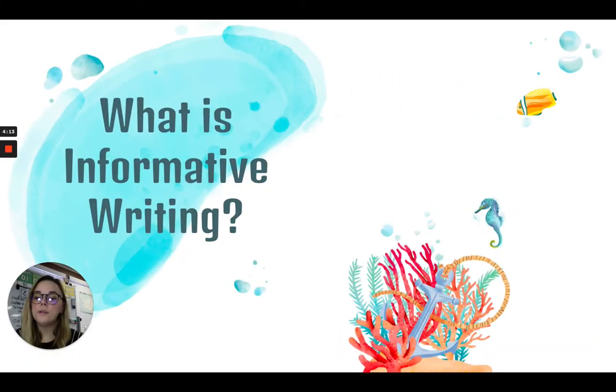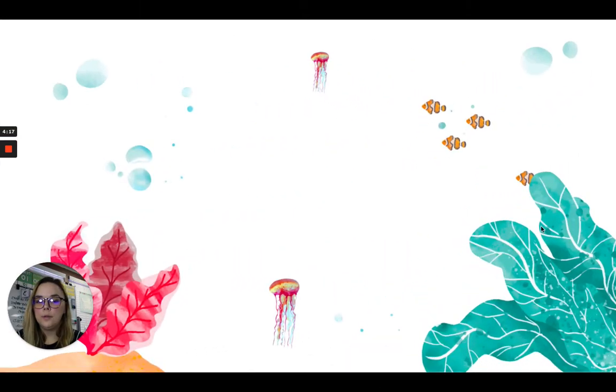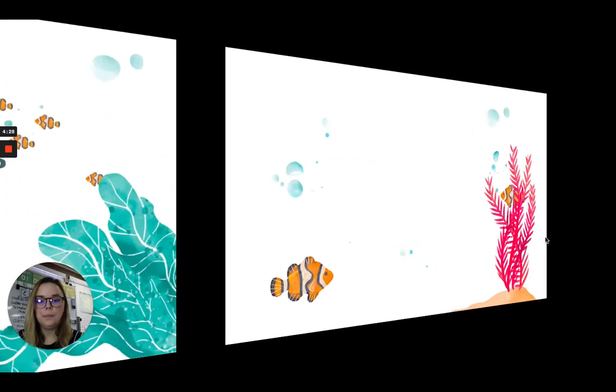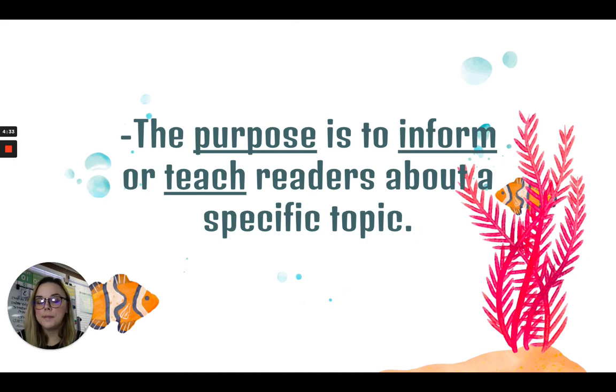So now let's talk about what is informative writing. So informative writing has a couple of different components. First, informative text focuses on a single topic or a single idea. So it doesn't really jump around a whole lot to different topics. Next, the purpose of informative text or of informational writing is to inform or teach readers about a specific topic, like about LeBron James or about volcanoes.